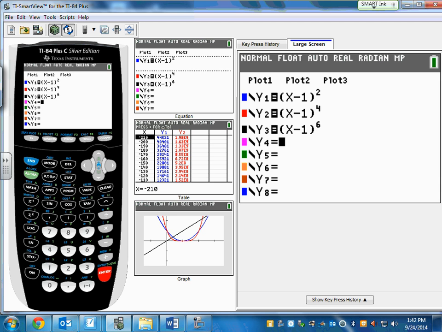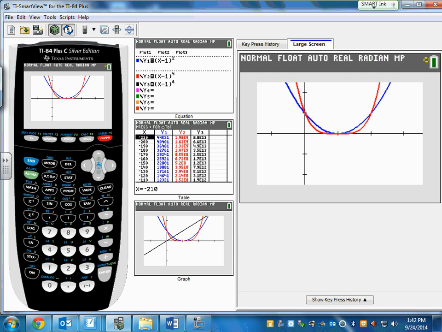Whoa. Not even a function. It is a function. It's a line? I don't know why it's a line, but oh, and it comes out even more. Oh. So, what about (x minus 1) to the 10th?